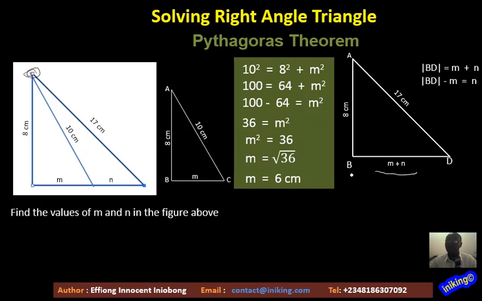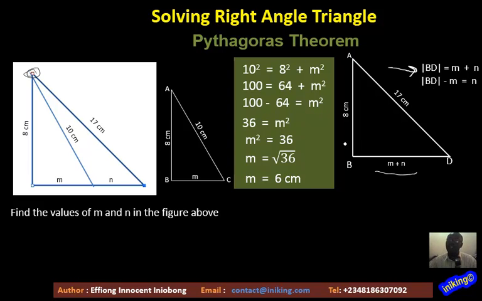And as you can see, only BD is not known. So if I can find BD, which is M plus N, automatically I'll be able to get my N. Look at what we have here, that BD is what? M plus N. If I subtract M from BD by transferring M to the left hand side, that will give me my N, which is the objective. We have already obtained M as 6.